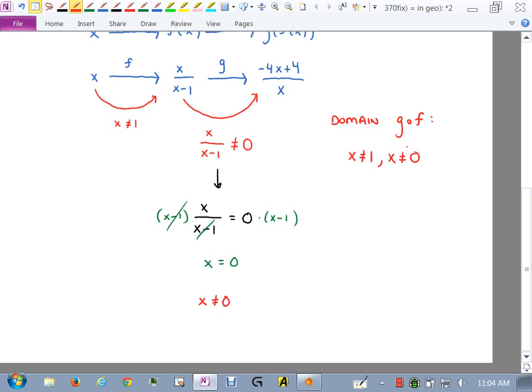And how do we say that in interval notation? Negative infinity to 0, make sure we go in order. Union, 0 to 1, and then union 1 to infinity.